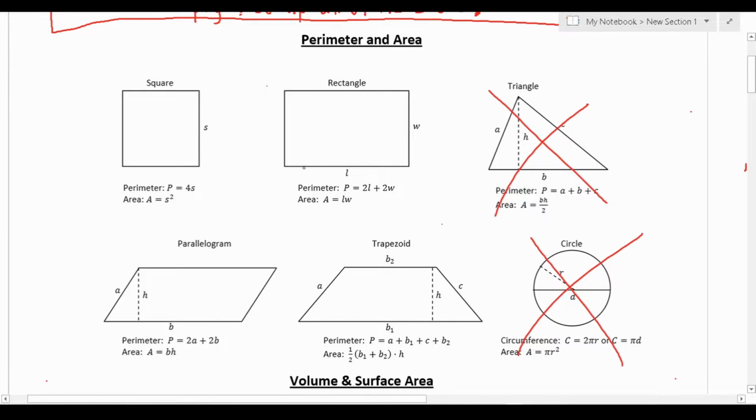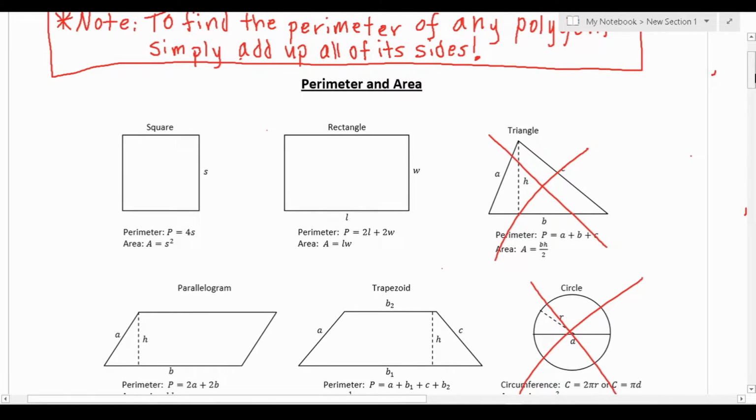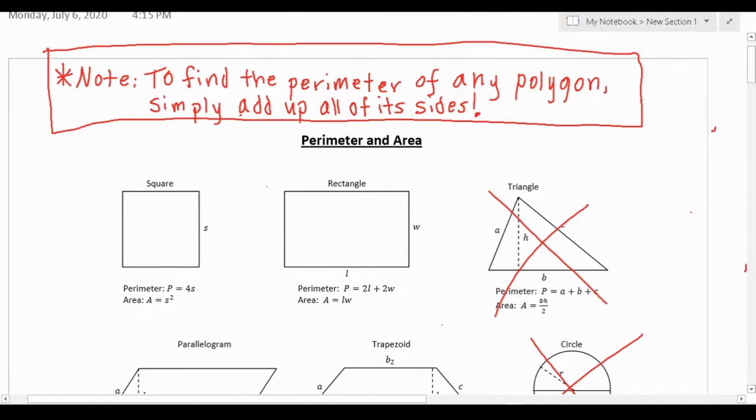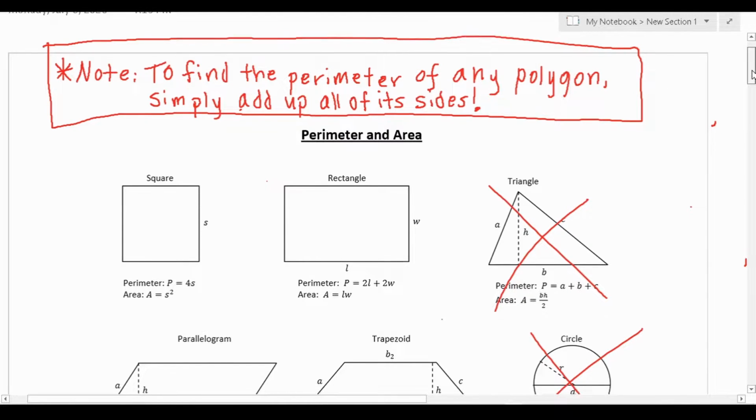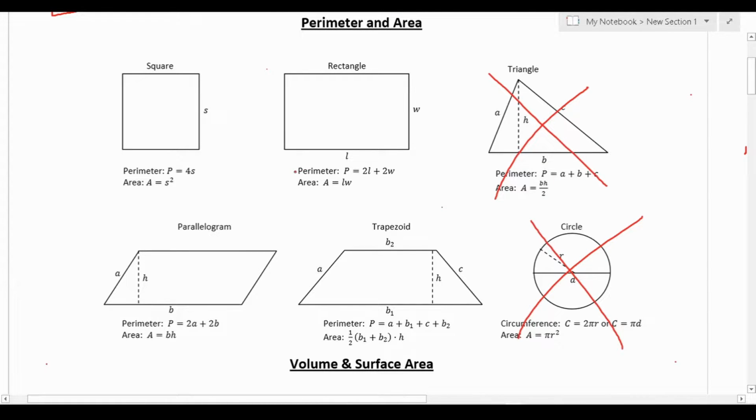And you might be saying to yourself at this point, well, that's 8 formulas. I really don't think I can memorize 8 formulas. Well, let's start by talking about perimeter. Again, to find the perimeter of any polygon, you simply add up all of its sides. Okay? So in light of that, I don't recommend that you memorize any of these formulas to find the perimeter of these polygons. All you need to know is that to find the perimeter of squares, rectangles, parallelograms, and trapezoids, you add up all of their sides.